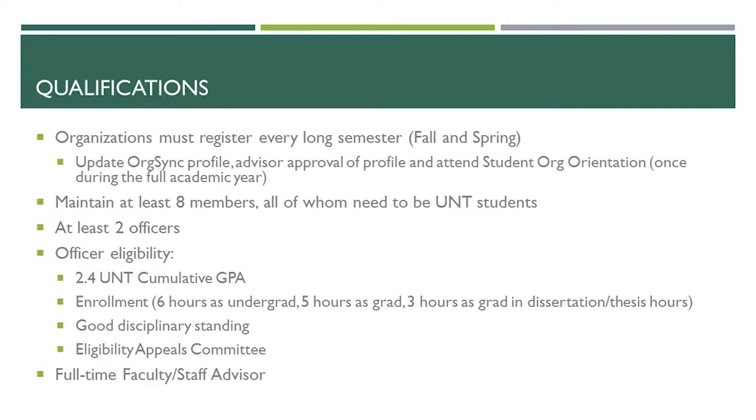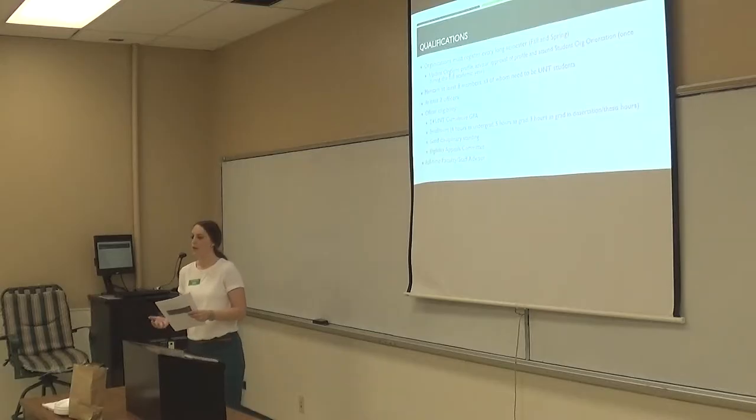And if they do not meet one of those requirements, they, as well as you as the advisor, receive an email letting them know that. At that time, they can either resign, or if they wish to appeal, they can do that. There's a form at the bottom of the email that directs them directly to a form on OrgSync for them to fill out, and that's the appeals form. And they do need to do that within 7 business days of them being notified. At that point, they will then be contacted.